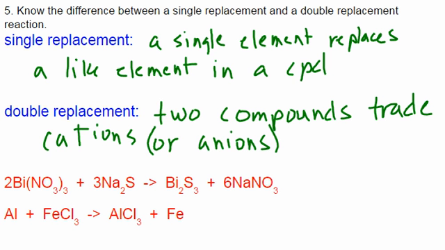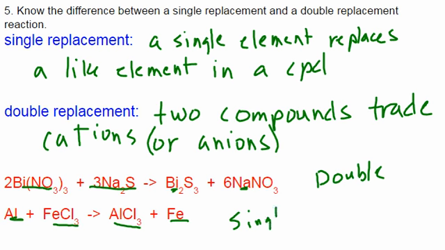So if I look at my 2 examples down here, the first one, I've got 2 compounds, and I can see that in the after, on the product side, the bismuth and the sodium have traded places or traded partners. Or if you want to think of it, the nitrate and the sulfur have traded partners. In my second example, I've got aluminum all by itself. I've got iron in a compound, and the aluminum is able to take iron's place in the compound and leave iron as the single element. So the first one is my double replacement, and the second example is my single replacement.